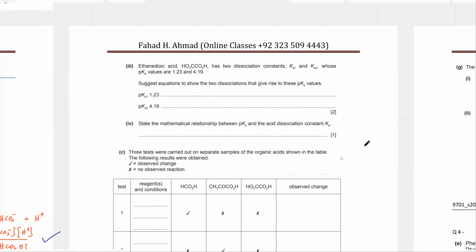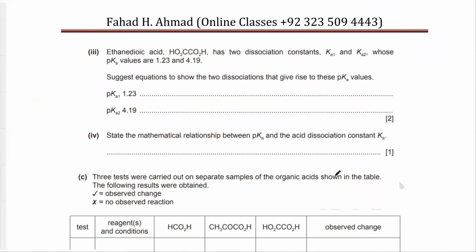Now, the next one is, he's saying ethane dioic acid has two dissociation constants, K1 and K2, whose values are 1.23 and 4.19. So he's taken the negative log of K. Suggest equations to show two dissociations. Now, I told you previously that diprotic acids are acids which have two acid groups, or are capable of releasing two H+1 ions. Ethane dioic acid, also known as oxalic acid, is capable of releasing two H+1 ions because it's got two carboxylic acid functional groups.